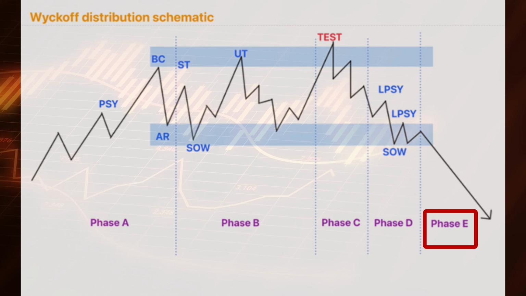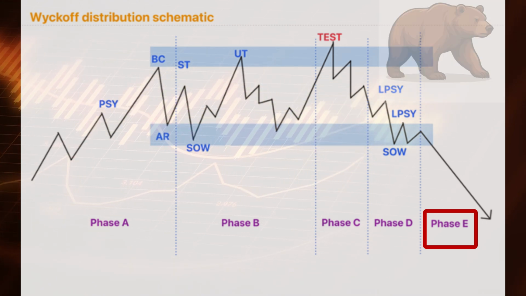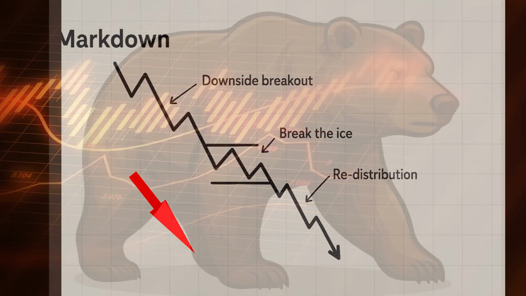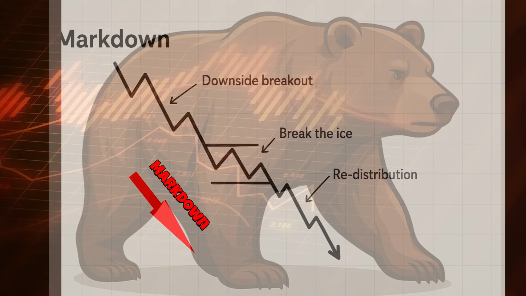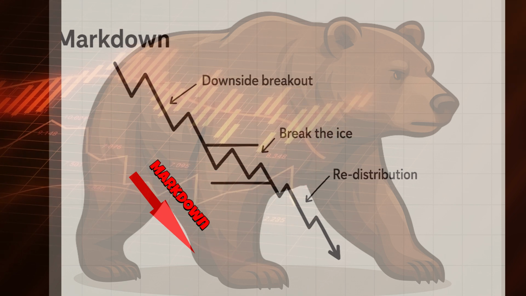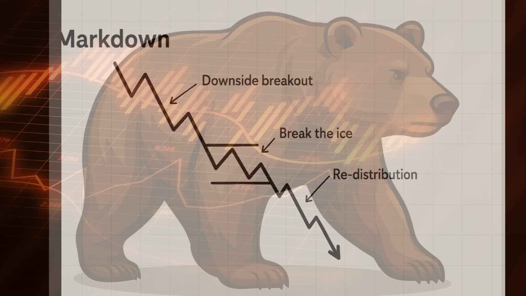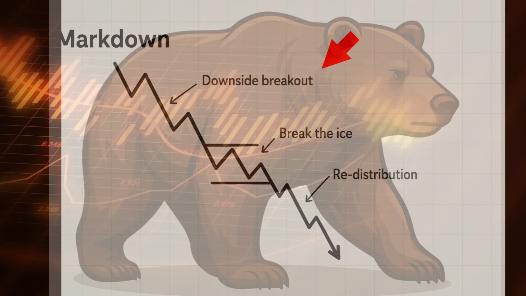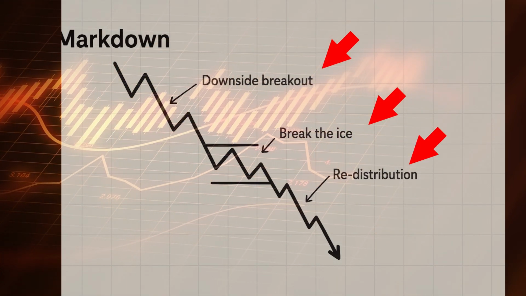This stage is when the sellers are in full force, meaning the demand has surpassed the supply, and down we go. Markdown. The markdown marks the final part of Wyckoff's entire trading cycle. It represents the strongest leg of the downtrend formed from the distribution stage. As with the markup, Wyckoff created three patterns that can happen here: the downside breakout, break the ice, and redistribution.